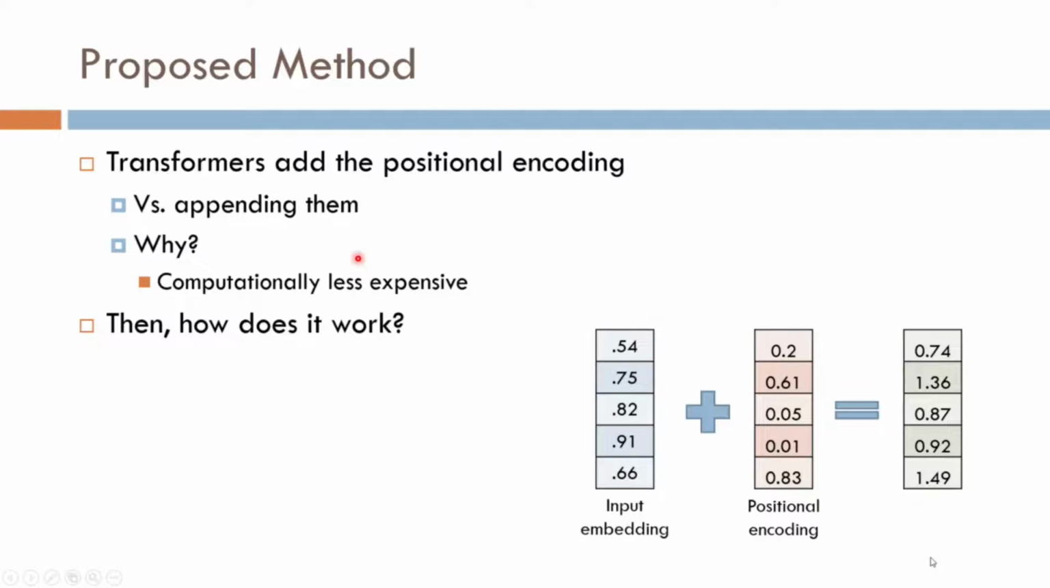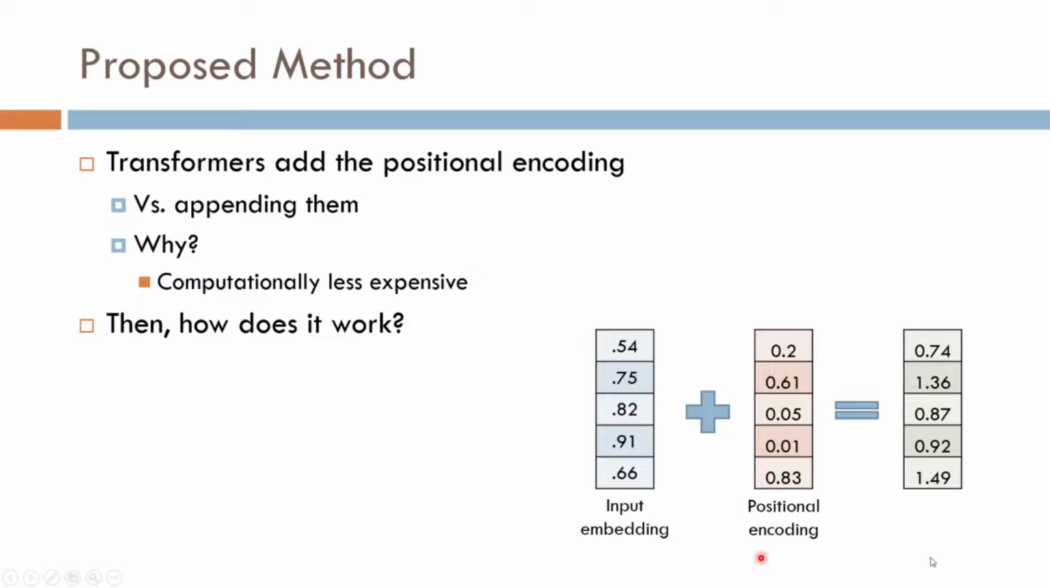So the proposed method: the transformer adds the positional encoding versus appending them. This is another important point. It's not like they are concatenated, but they are added. So why do they do so? By adding, it means if this is the input embedding and this is the positional encoding, then they are simply added. The net output is the sum of this value and this value. So it's not concatenated, where if this is 1, 2, 3, 4, 5 dimensional and this is also 5 dimensional, the net becomes 10 dimensional.